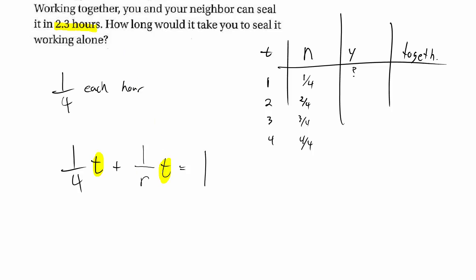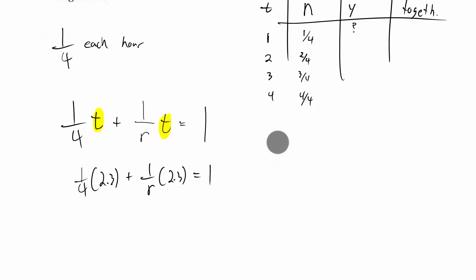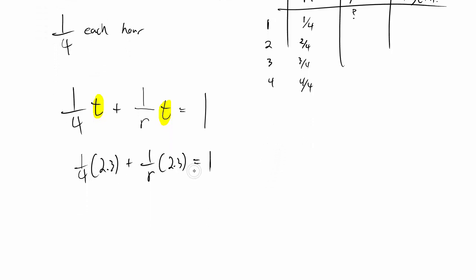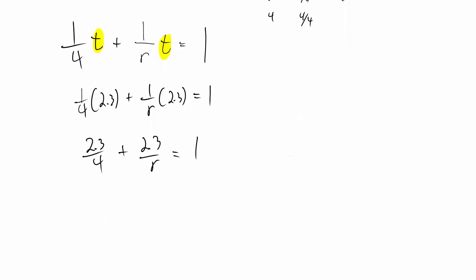So this right here is the t value. So I know 1/4 times 2.3 plus 1 over, we don't know how long it takes you to do it by yourself, times 2.3 is going to be equal to 1. So we just have an actual application of adding and subtracting rational expressions. So this is 2.3 over 4 plus 2.3 over r equals 1.